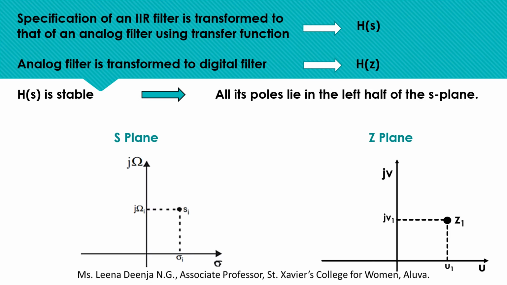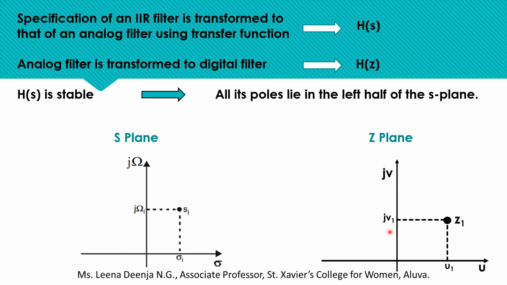In the design of IIR filter, the specification of an IIR filter is transformed into specification of an analog filter using transfer function H of s. Then the analog filter is transformed to a digital filter with a transfer function H of z. The analog filter with the transfer function H of s is stable if all its poles lie in the left half of the S-plane.